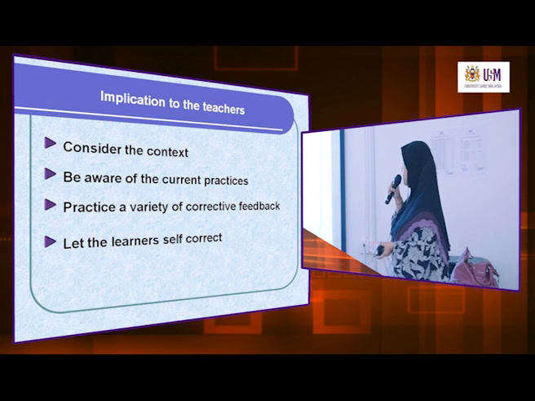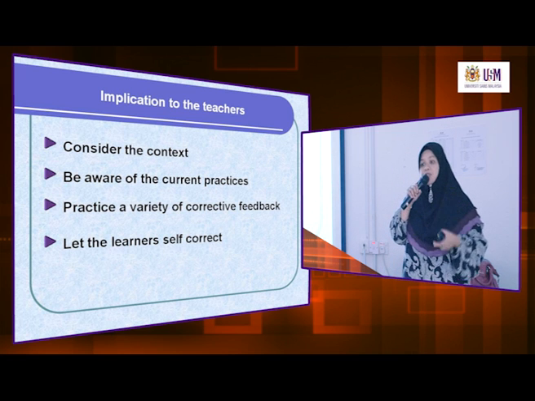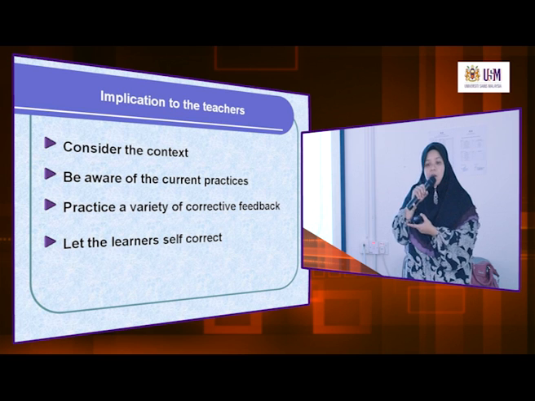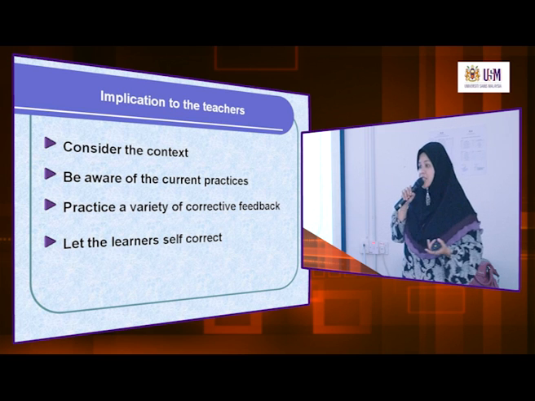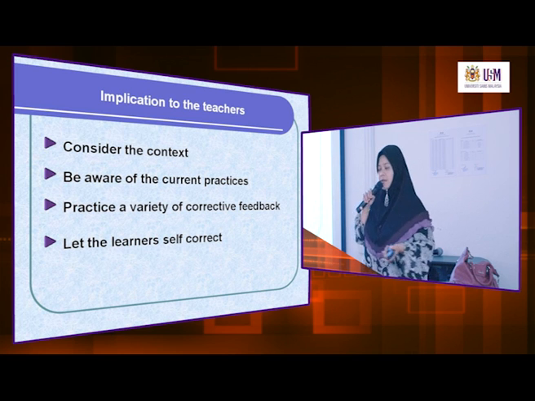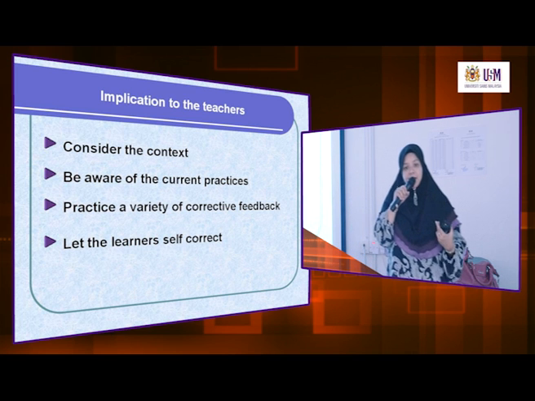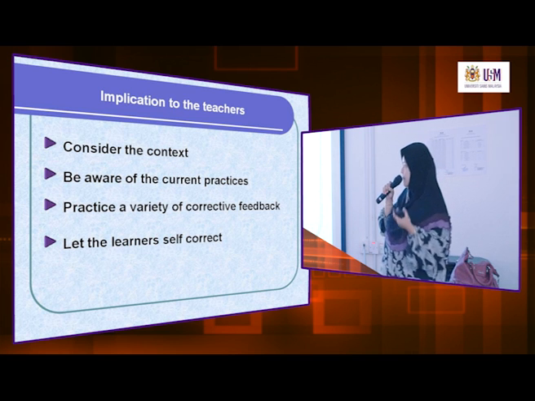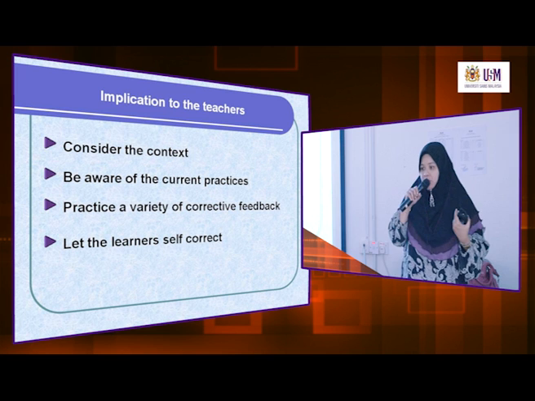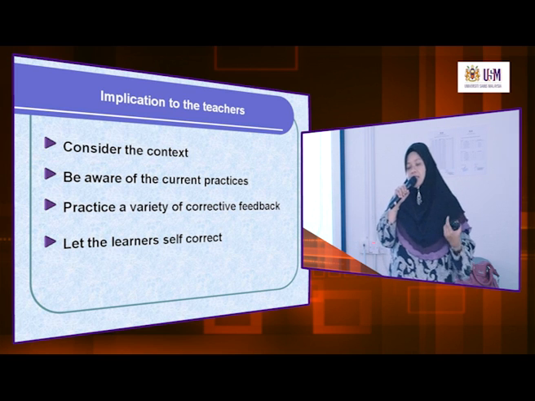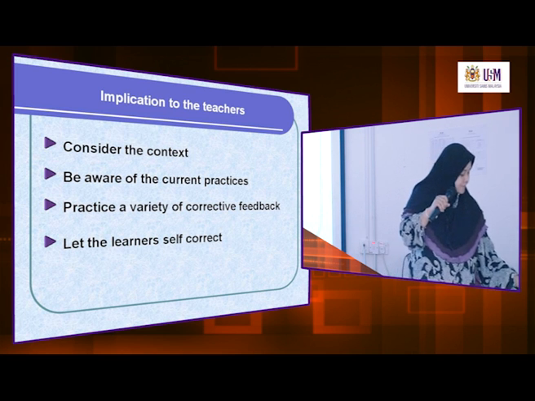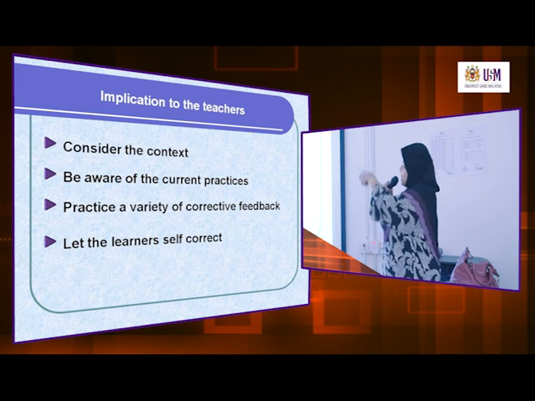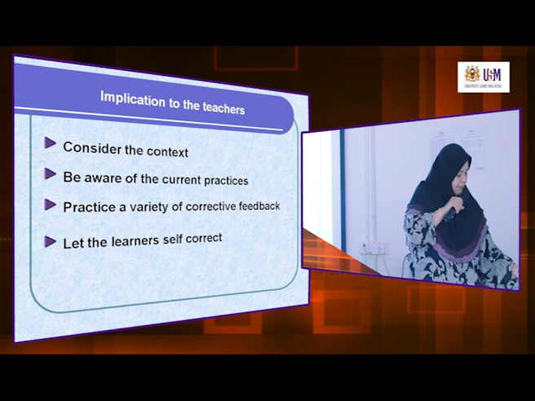Practice a variety of corrective feedback, meaning that don't just use yourself to correct. We have seen three types of correction just now. You can ask also the students to correct for their friends. They also need to be independent. Cannot just rely on you. They need to be independent and they need to also be able to self-correct if you are teaching the advanced classes. Let the learner self-correct. This is actually a combination between the third and the fourth point.